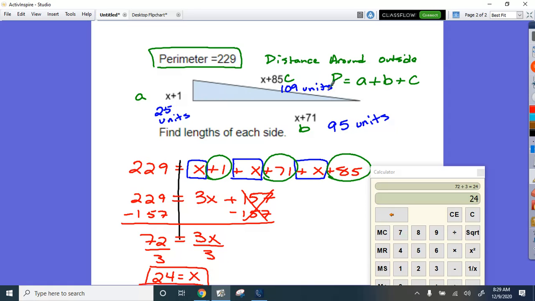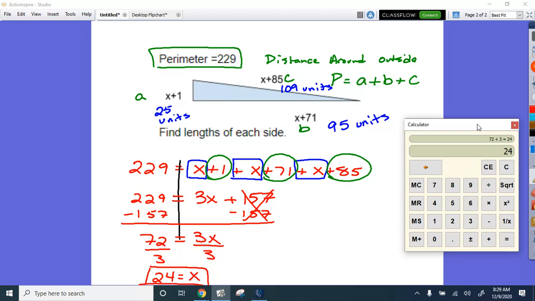And just to make sure you're 100% accurate, here's what we're going to do. We're going to take these numbers I have in blue up here and add them all in our calculator to make sure that we're accurate. 25 plus 95, I hope I did that right, plus 109. That's 229, which was where we ended up, or the perimeter that we started with in the first place.